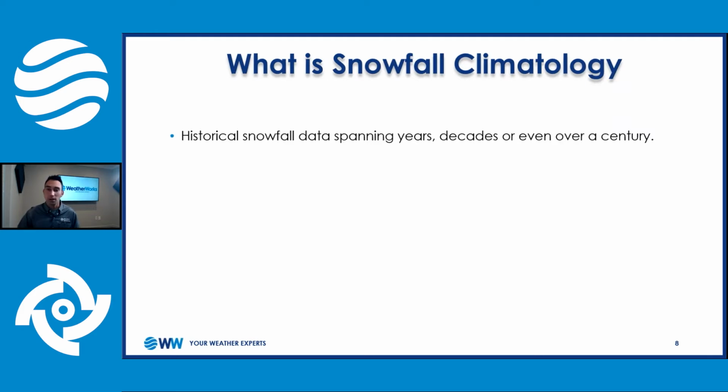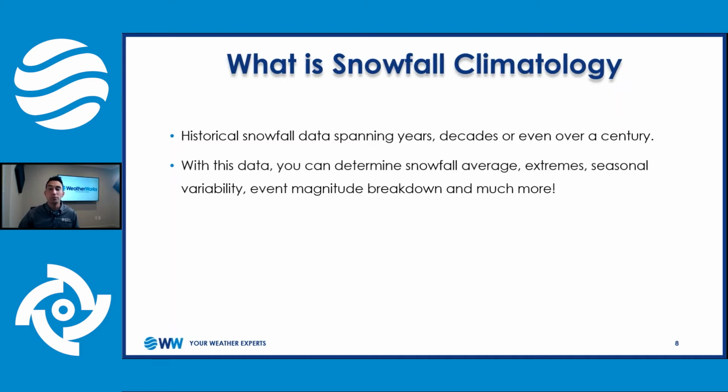Now, what is a snowfall climatology report? Well, in its most simple state, it's historical snowfall data spanning years, decades, or in some reporting locations over a century. So there's a lot of really good data available. And with this, you can determine snowfall averages, extremes, seasonal variability, event magnitude breakdown, and much more. There's a saying, knowledge is power, and I think that's very true when it comes to snow and ice. Obtaining these snowfall climatology reports is power.